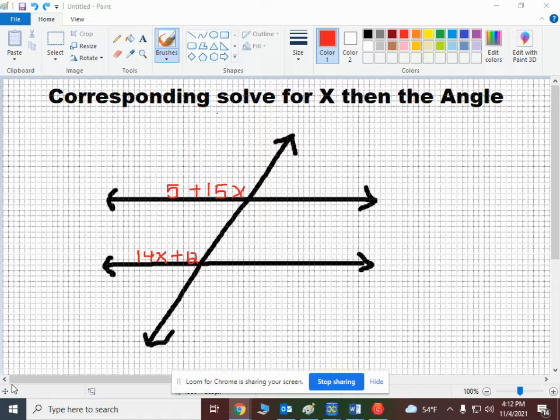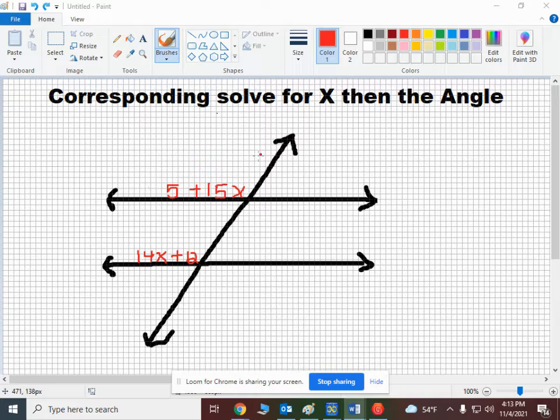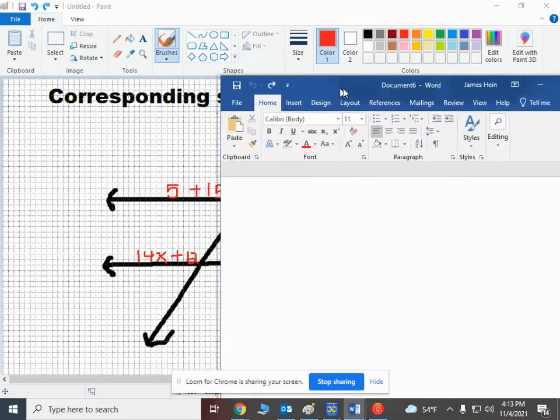Okay. So here we have two parallel lines and one transversal. The transversal is the line that goes through the two parallel lines. One angle has the expression 5 plus 15x, and the other one has 14x plus 12. Okay. Now, because they're corresponding angles, they are congruent and they'll have the same measurement.